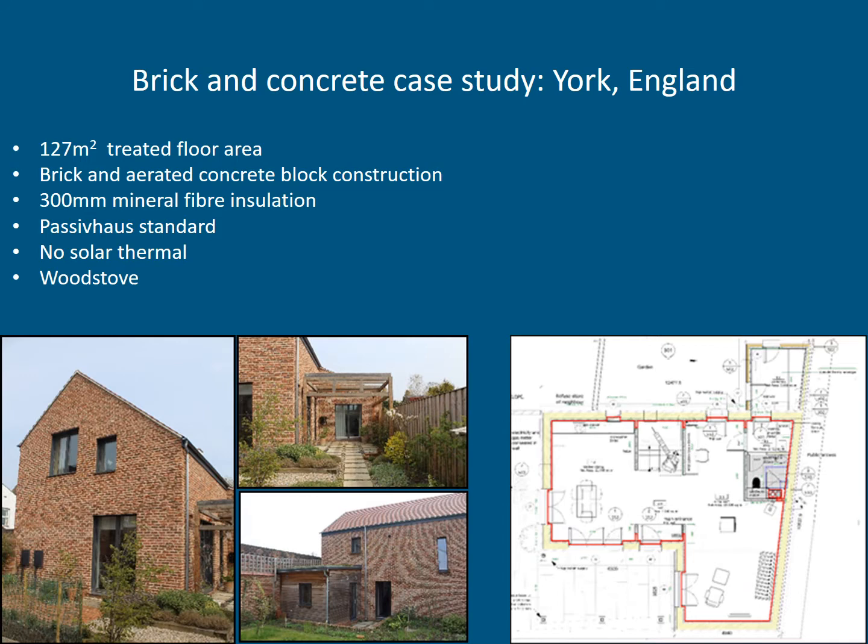The second case study is a much smaller home, only 127 metres squared. It uses brick external walling with aerated concrete block construction inner walling. It has just 300 millimetres of mineral fibre insulation. It also meets the passive house standard, but this time with no solar thermal system, but it does have a wood stove.